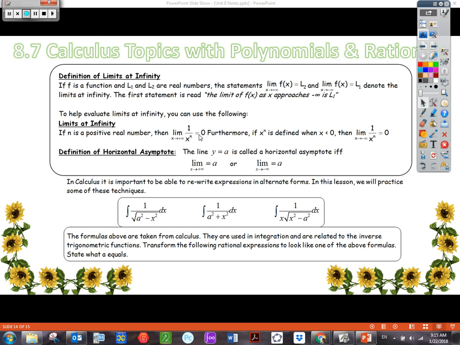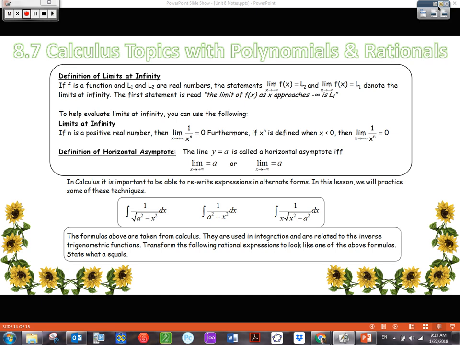Okay guys, let's take a look at today's lesson. We're going to be working with calculus topics today, mostly with rationals. These are topics that we do in calculus. Yay! So let's take a look.